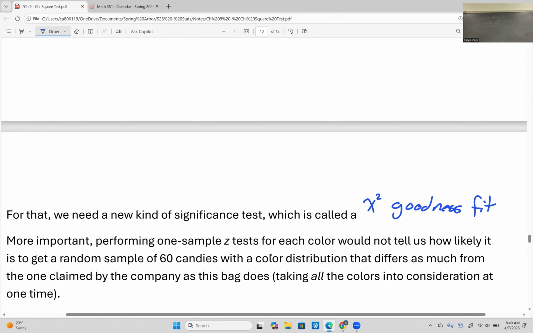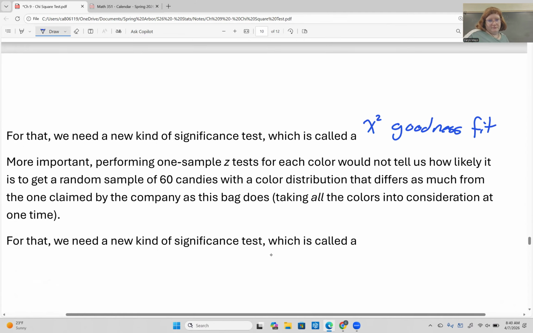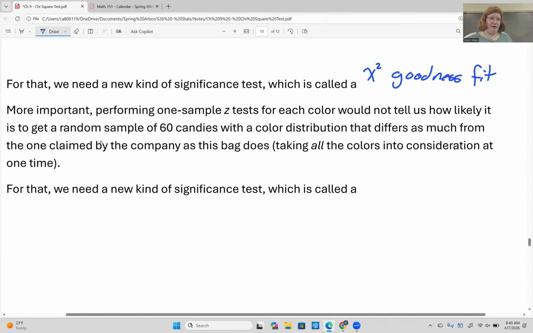More importantly, performing one sample z-test for each, that got copied and pasted. Yep, that just straight up got copied and pasted. Sorry about that.